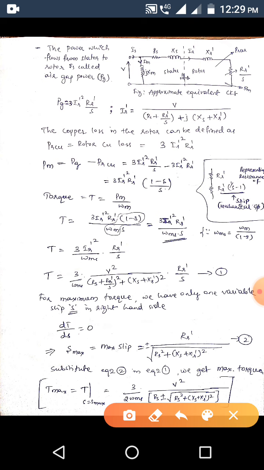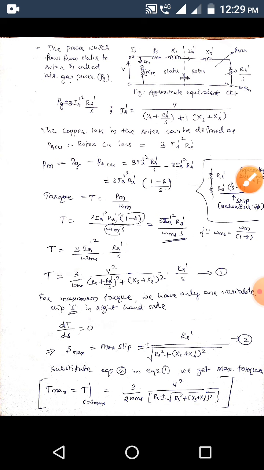So then we have the plus or minus slip here, so it may be positive or it may be negative, so call it equation number 2. Then substitute this equation number 2 in equation number 1, wherever the S is there, substitute there, so then we'll get the maximum torque here.